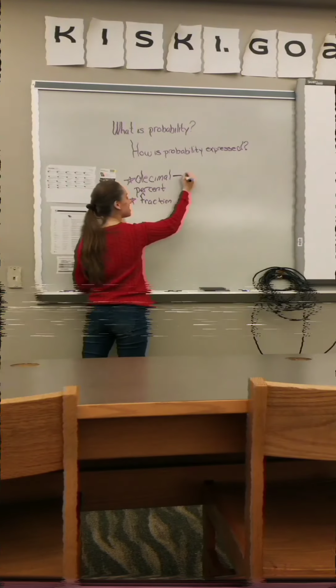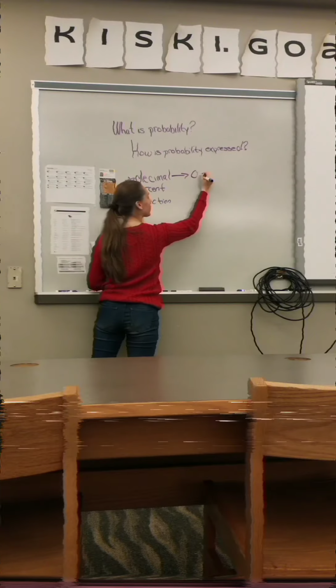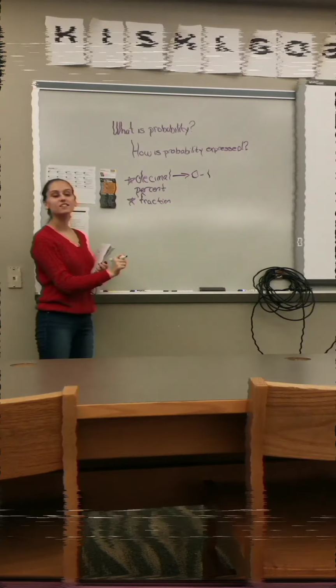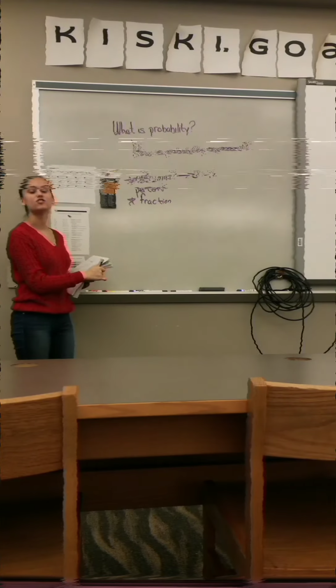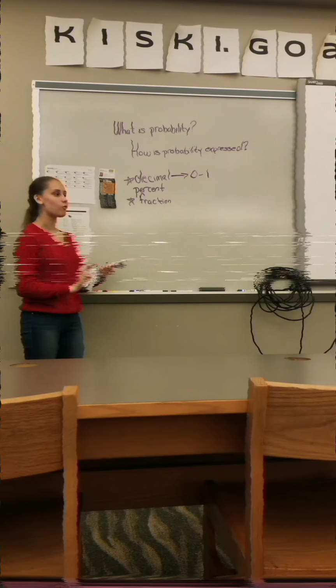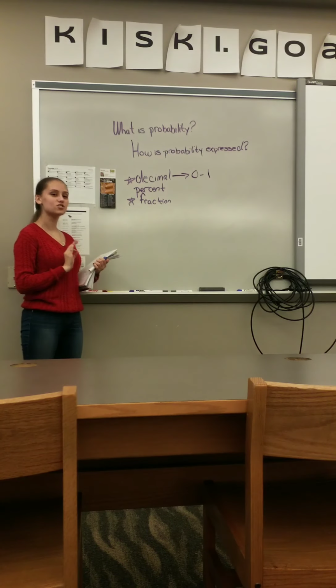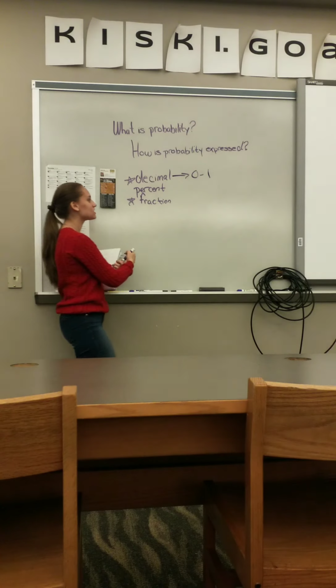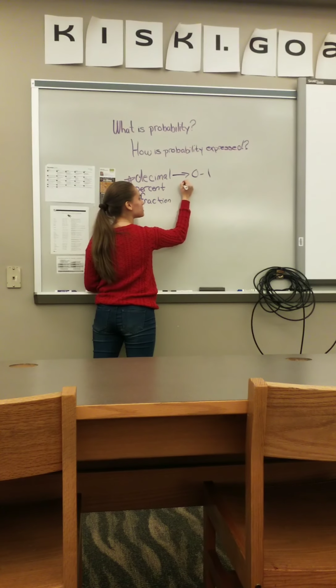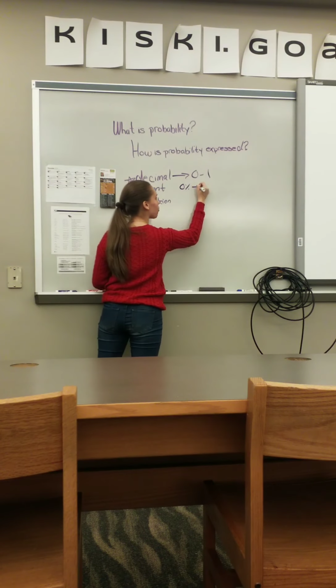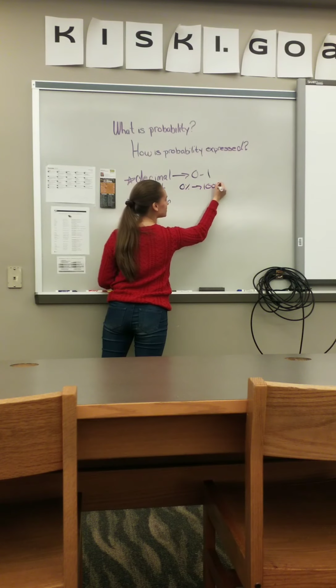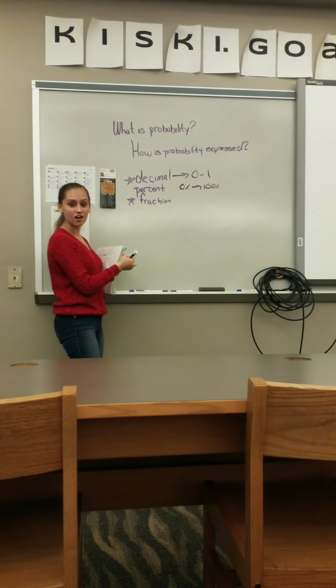When you're using it in decimal form, it's on a scale of 0 to 1. 0 meaning that the event is certain not to occur, and 1 meaning that the event is certain to occur. With percent, it's used from 0% to 100%. With 0 being it not certain to occur and 100 being certain to occur.